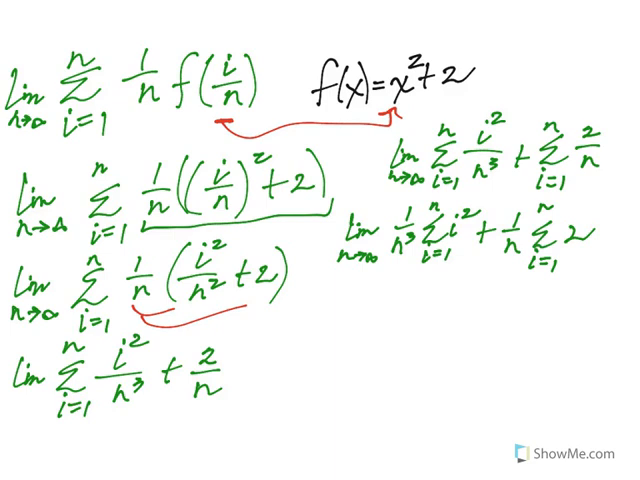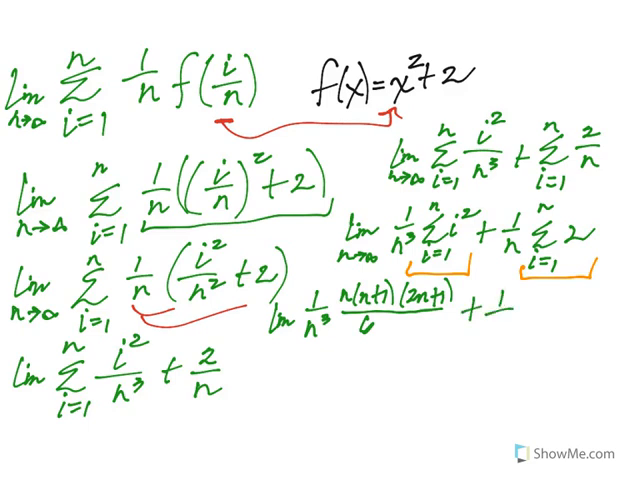And now what I want to do is pull out these two summations and replace them with what I have a formula for. This will then, of course, still be the limit of 1 over n cubed times n, n plus 1, 2n plus 1, all over 6. This is going to be plus 1 over n times 2n.